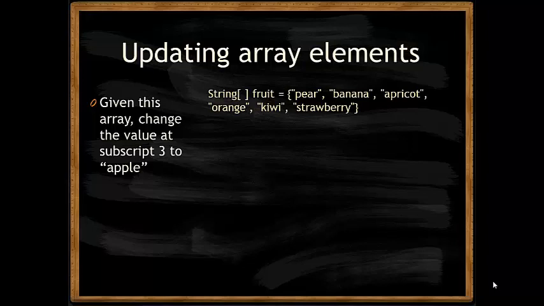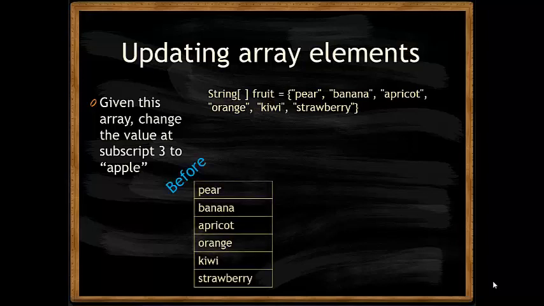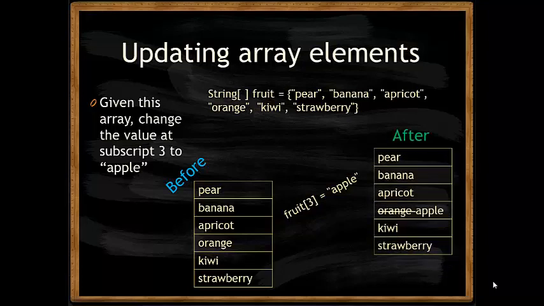If you said orange, you're absolutely correct. Pear is at 0, banana is at 1, apricot is at 2, and orange is at position 3. So before, this is what my array looks like. After I execute this statement that says fruit at position 3 equals double quotes apple double quotes, it now changes my array to say pear, banana, apricot, apple, kiwi, and strawberry.